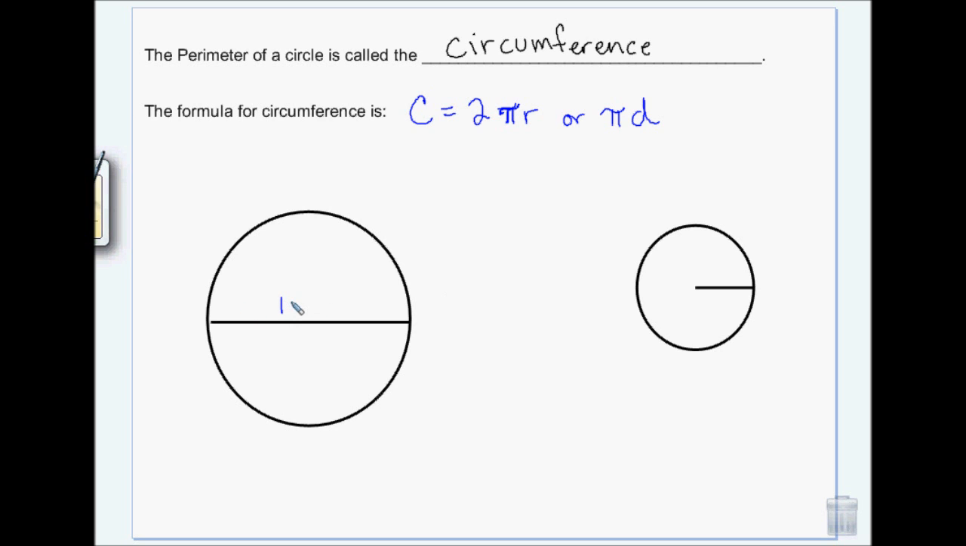This diameter is how much? I think it's 12, and this one's 3 centimeters. It looks like Pac-Man, but he's not eating right now. So for my circumference on this one, and pi, we're going to use 3.14.